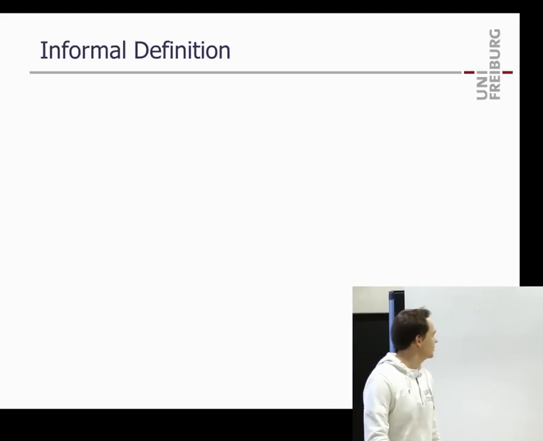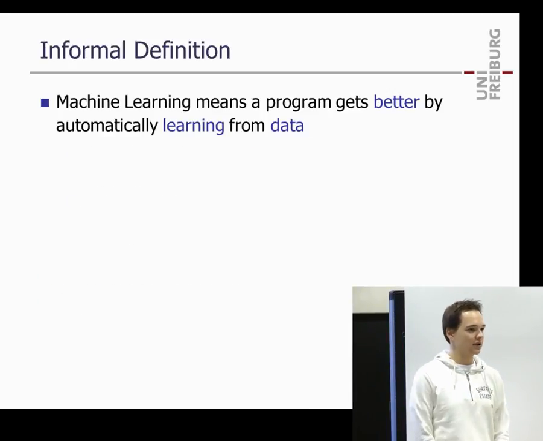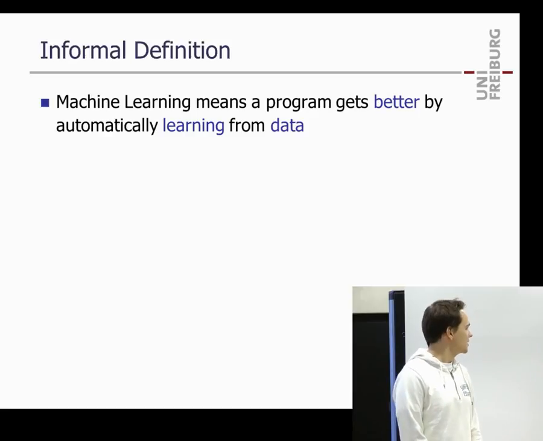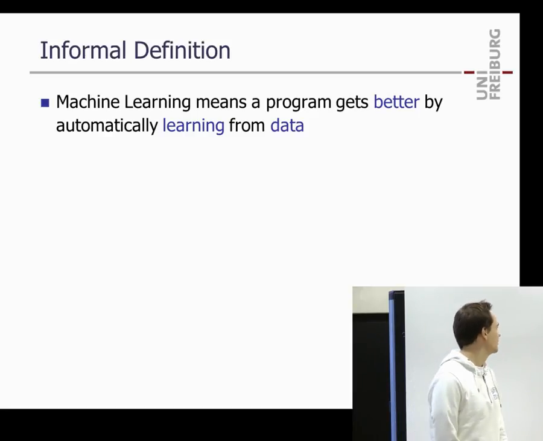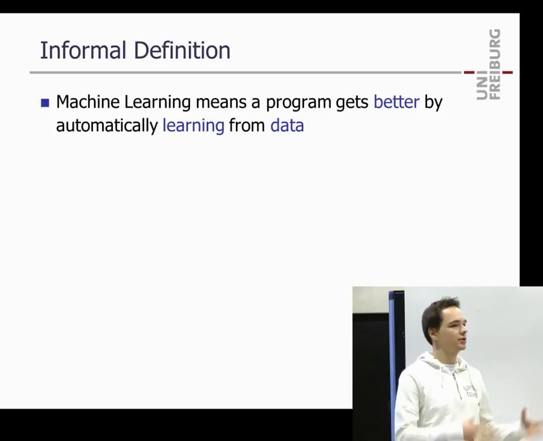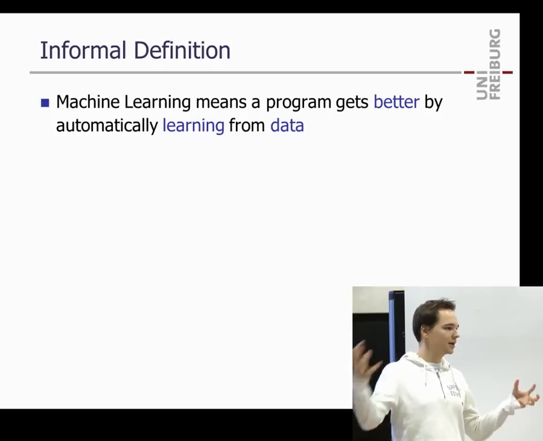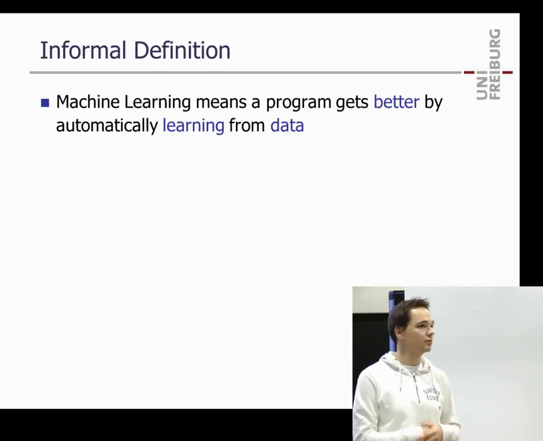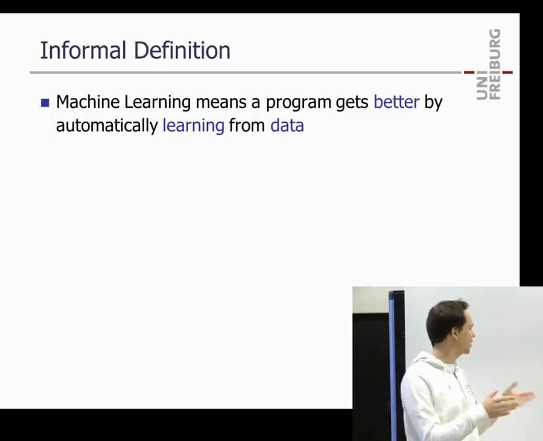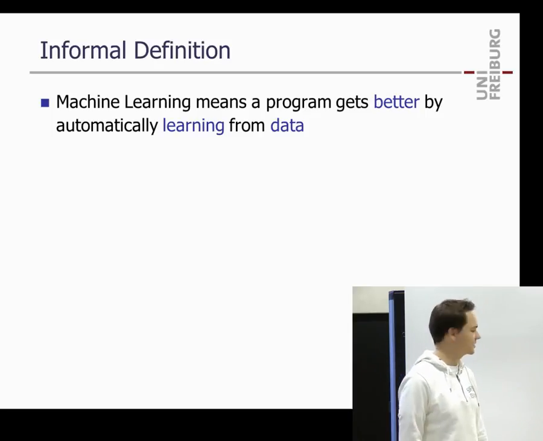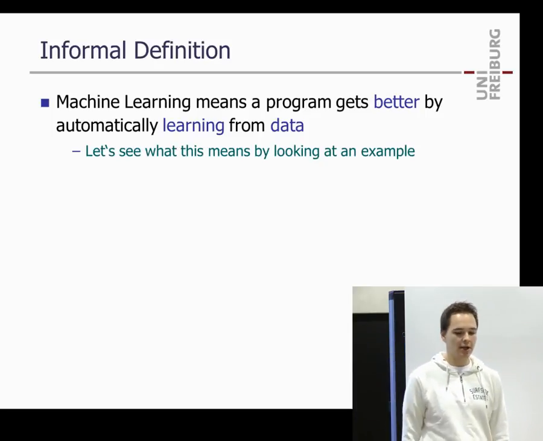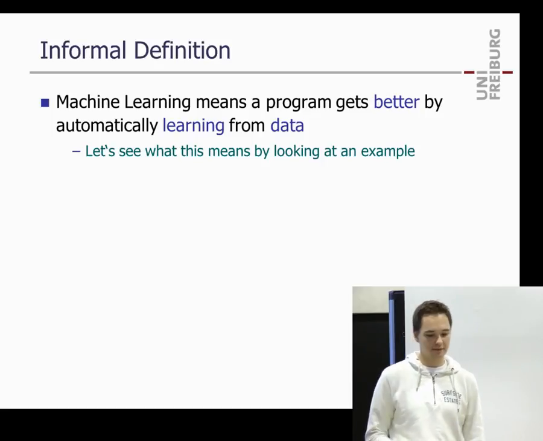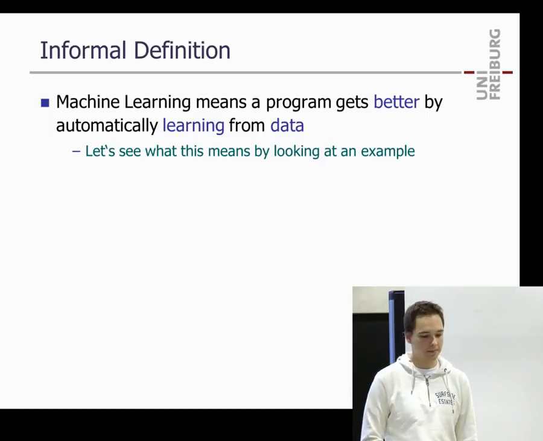Yeah. So a very informal definition of what machine learning means is it means that a program gets better by automatically learning from data. So you have some program that does something, it gets more data, and its performance improves somehow. Yeah, and somehow I will explain to you how it does that. So that's a very informal definition, and we'll see what it means by looking at one concrete example right now.